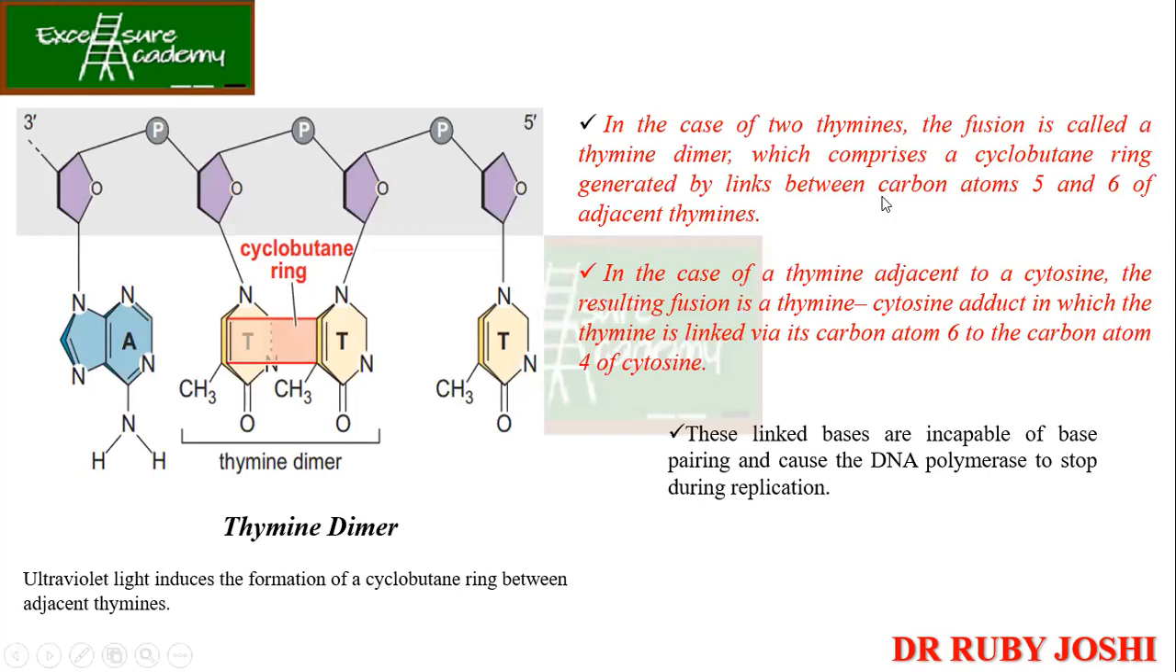So in the case of two thymines, the fusion is called a thymine dimer. Now it has got the cyclobutane ring. तो जब fusion होता है तो यहाँ पे एक ring structure बन जाता है. Okay, it is going to be generated by the links between the carbon atoms 5, 6 at the adjacent thymines. Now in the case of thymine adjacent to a cytosine, the resulting fusion is a thymine cytosine. अभी क्या है, यहाँ पे हमने TT देखा, अगर TC होता वो thymine cytosine बन जाता है, ठीक है, in which the thymine is linked via its carbon atom 6 to the carbon atom 4 of the cytosine.